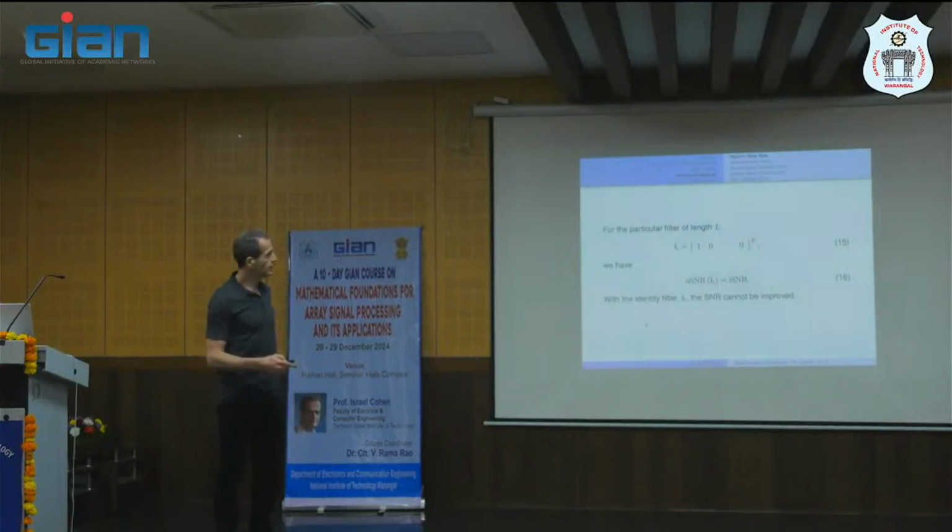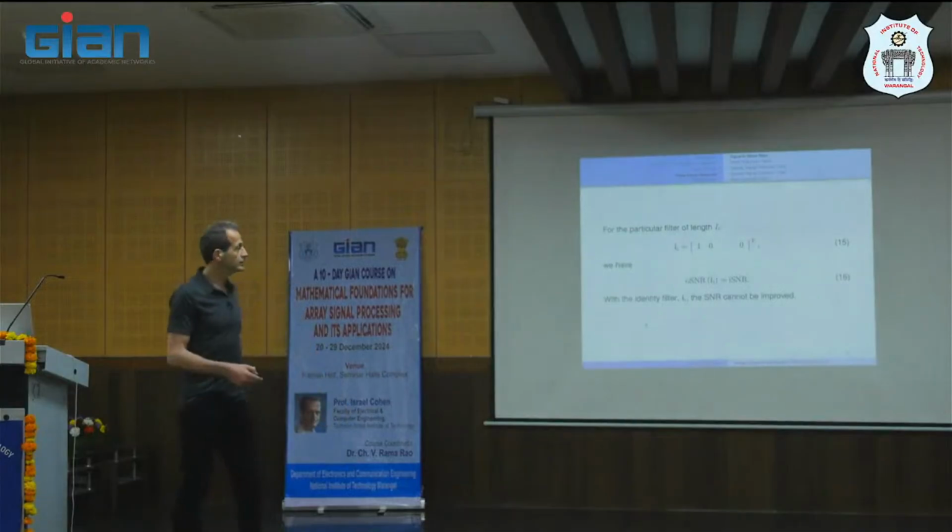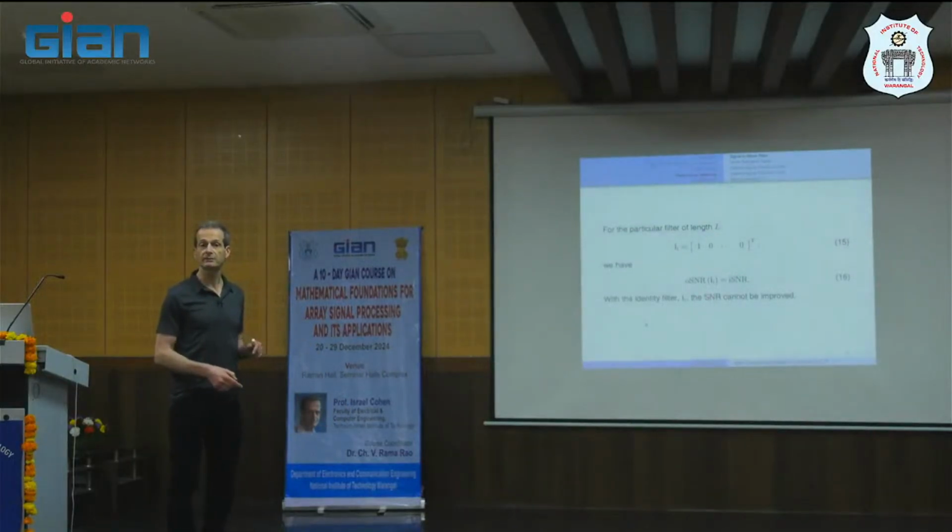So this is the identity filter. Just like I mentioned, if I have 1 and the rest is 0, and I take H equal to that, what happens? I don't do anything. So the output SNR will be the same as the input SNR, because I didn't change anything. I keep the original measurement as is. Do I have distortion in the measurements? No distortion.